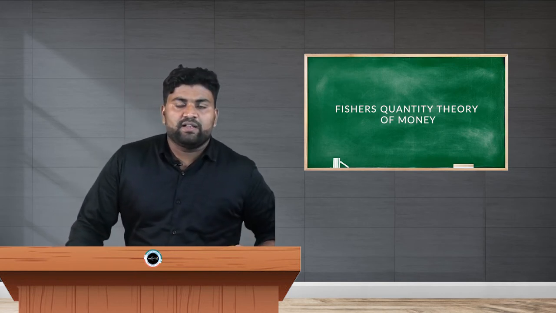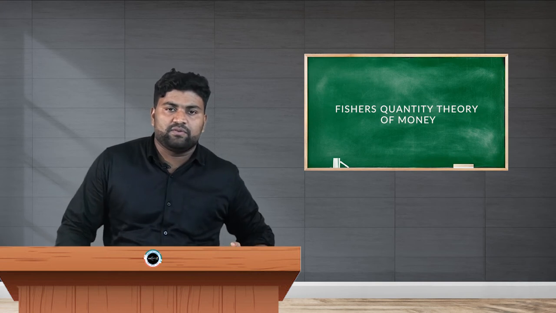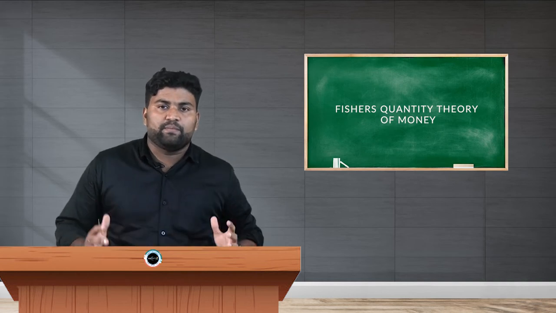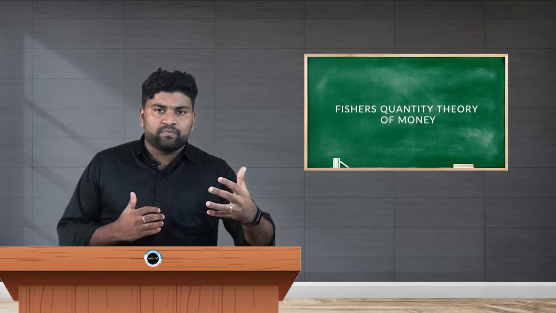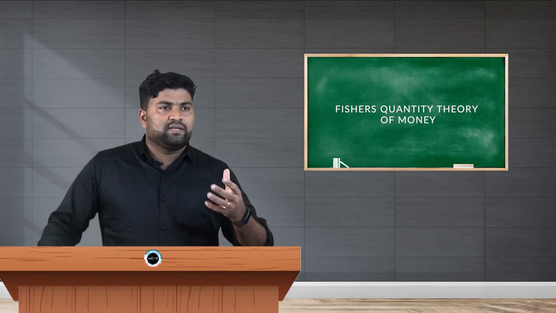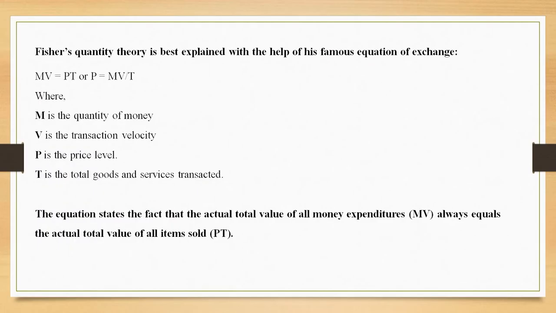Now, Fisher's quantity theory of money. Fisher, as I said earlier, is a famous American economist who tried his level best to convey his ideology to youngsters and thinkers of different levels. He says MV is equal to PT. It is one of the important equations laid down by Irving Fisher. What is MV? What is PT? MV is equal to demand for money. PT is equal to supply of money.